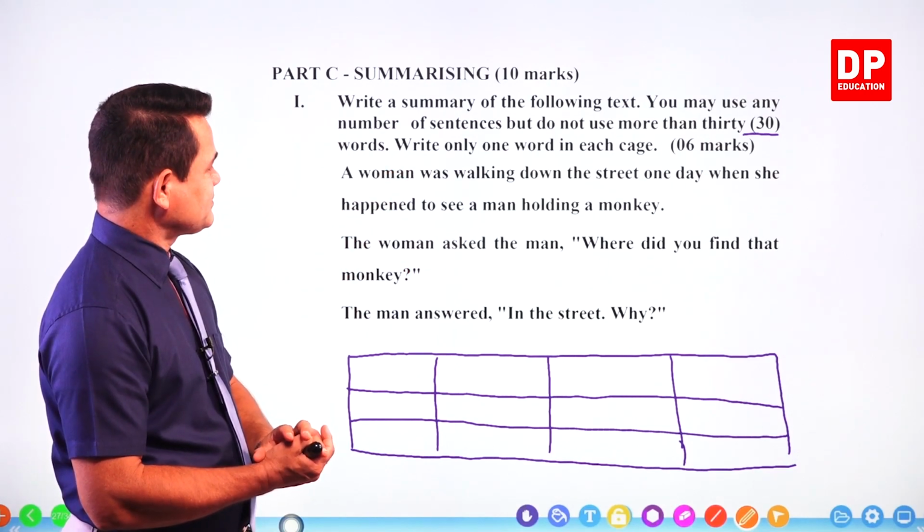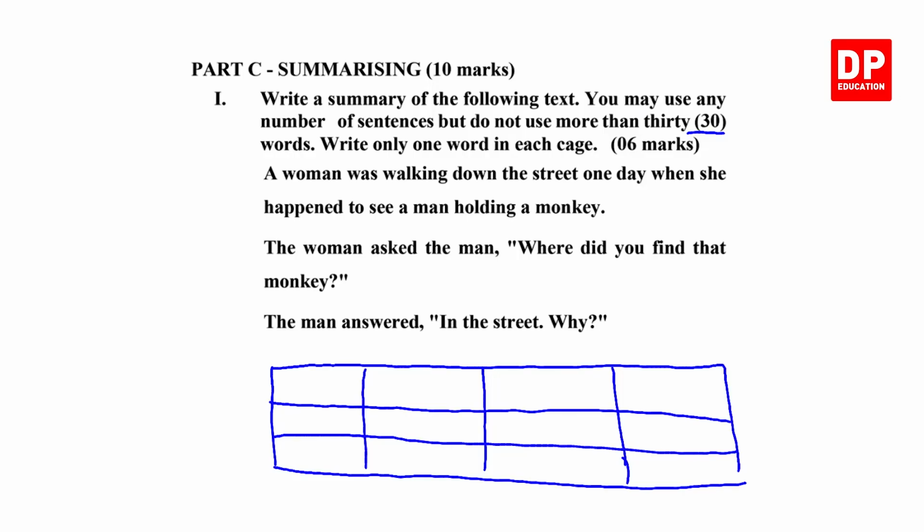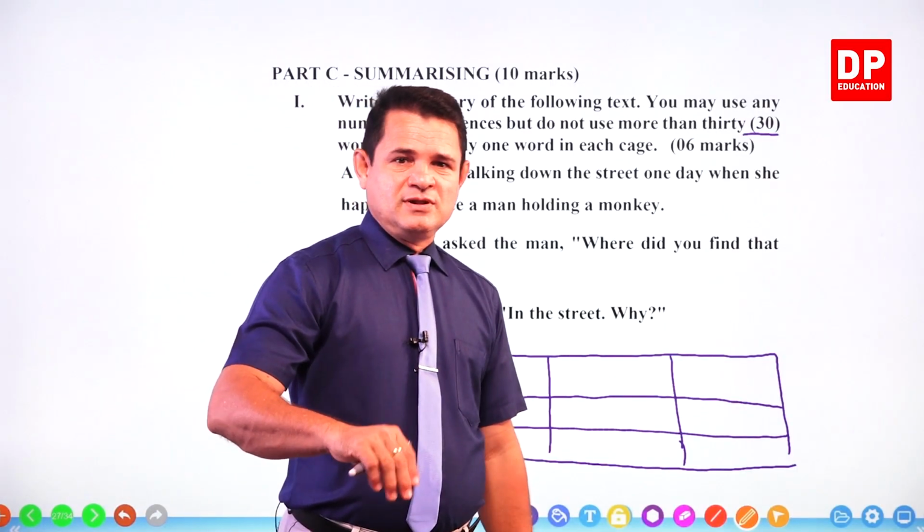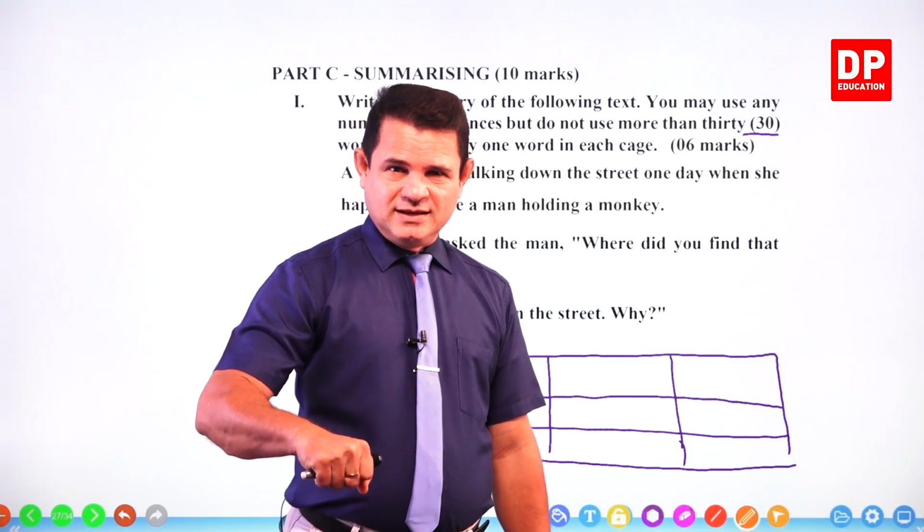paragraph. A woman was walking down the street one day when she happened to see a man holding a monkey. A woman was walking down a street. ගෑනු කෙනෙක් walking down street එක දිගේ පහළට යනකොට when she happened to see a man holding a monkey. a man holding a monkey කෙනෙක්ව අල්ලගෙන ඉන්නවා.